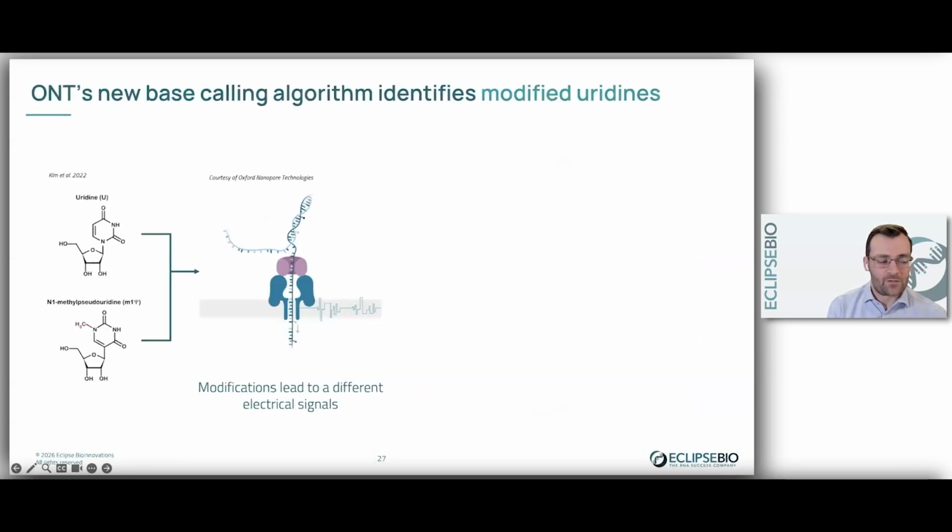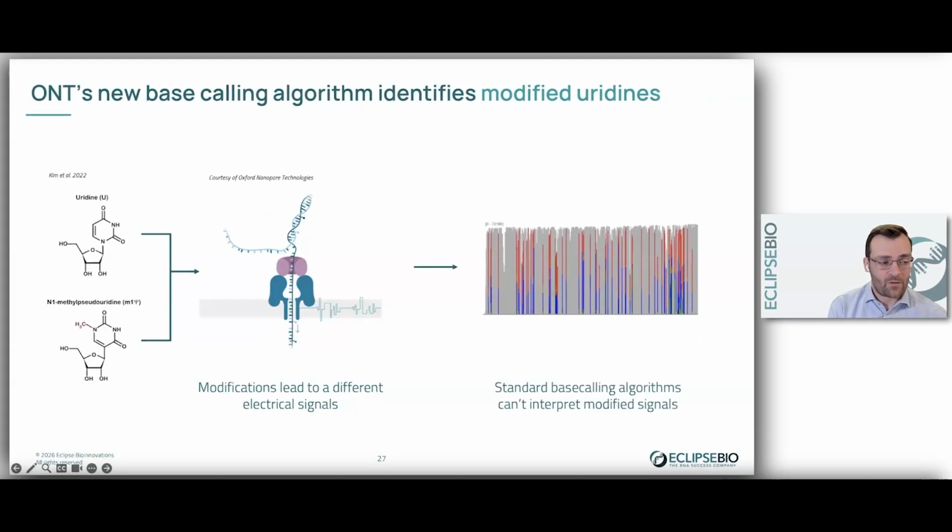But this can be a challenge if you don't have an effective base caller, because that leads to a different electrical signal. And so with the standard base calling approach, often uridines will appear as mutations because the N1-methylpseudouridine just looks like a different electrical signal coming through.